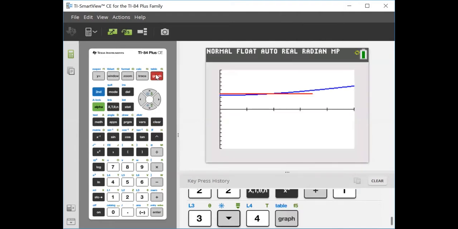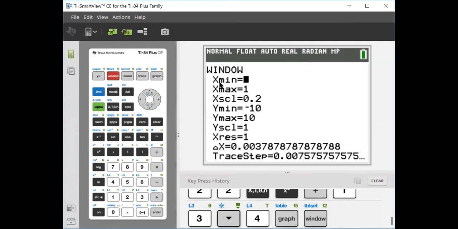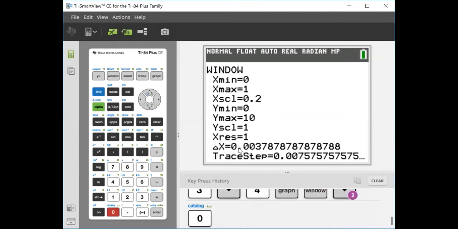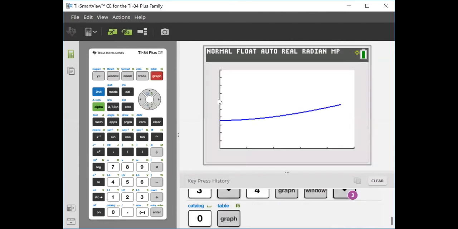Okay, that's the graph. Let's check the y min, y max, x min, x max. The window is set up with x min at 0, x max at 1, and a scale of about 0.2 for the increment. Y min is negative 10, y max is 10. So we can adjust it a little bit to be y min at 0. Okay, let's see how it works.